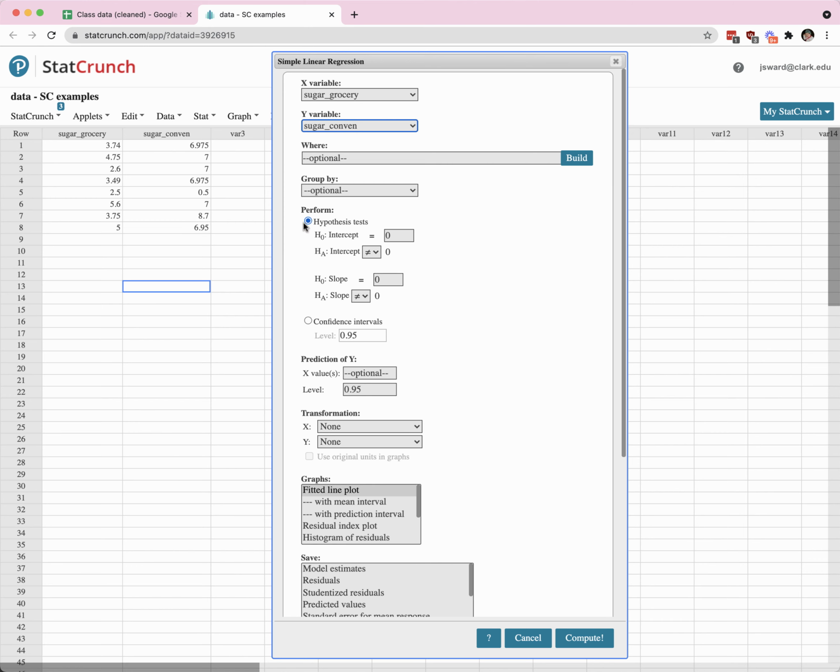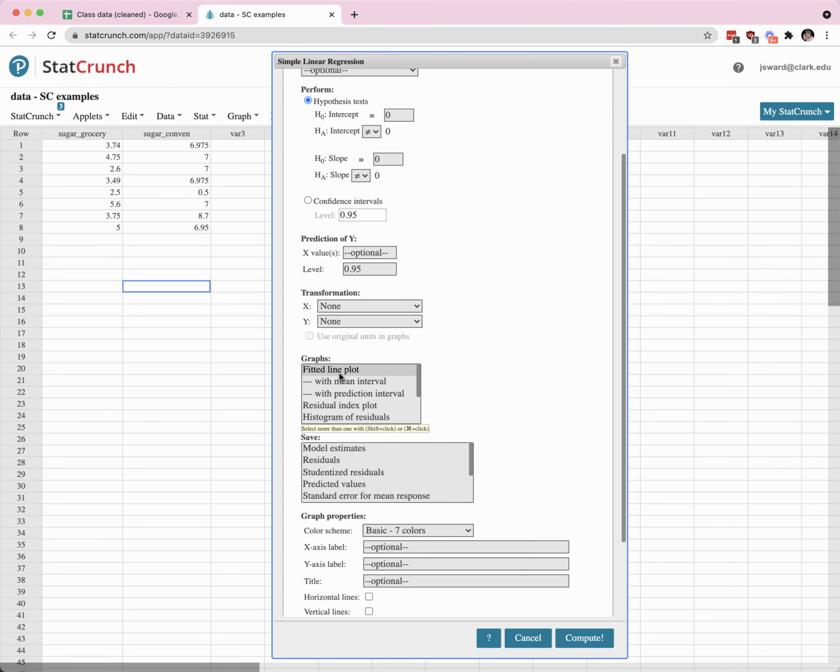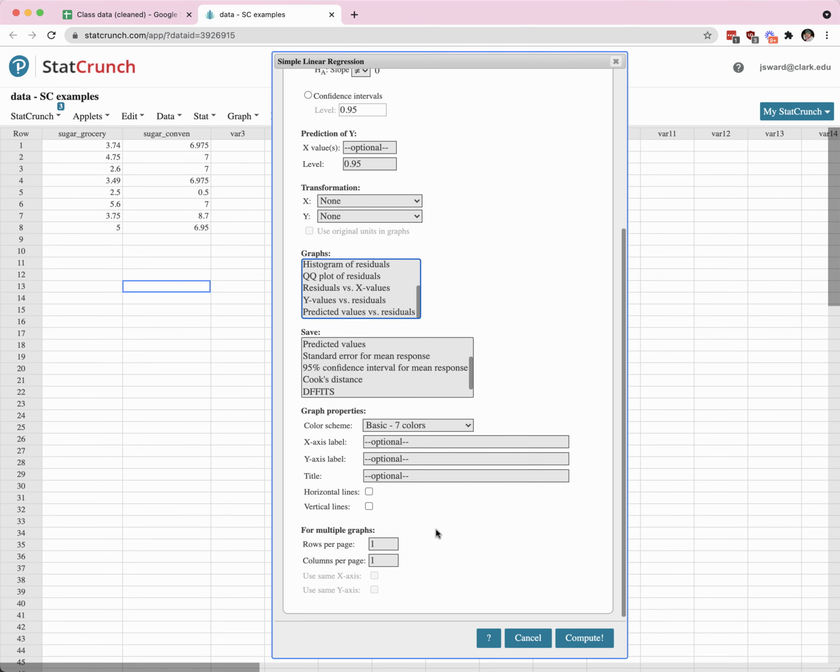And then we are not going to do a hypothesis test, but you can just keep that button clicked anyways. Go down the line. We want a fitted line plot, and that's all we want. We don't need to save anything. You can put an x-axis label if you want on your graph and a y-axis and a title. To get this quickly done, I'm just going to push compute.